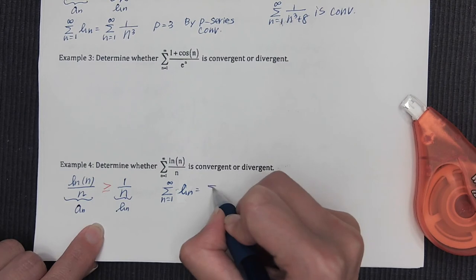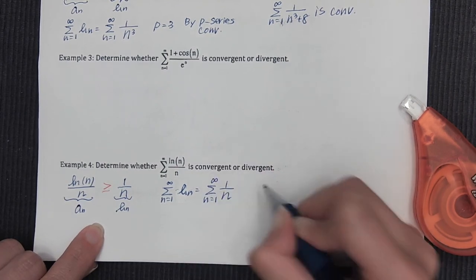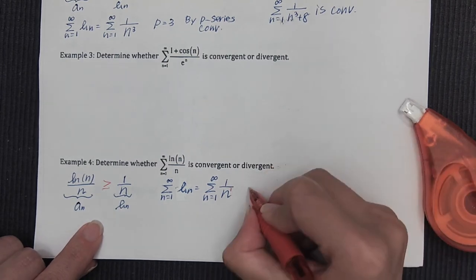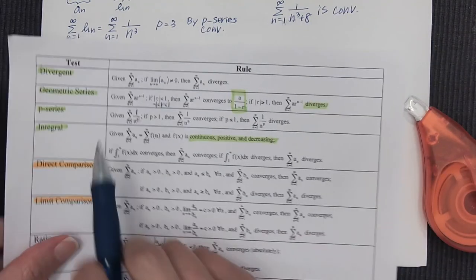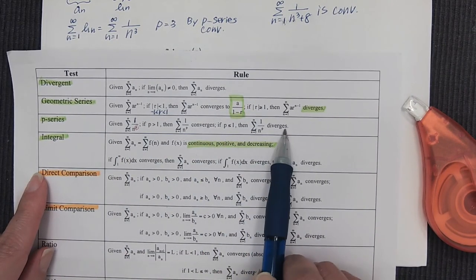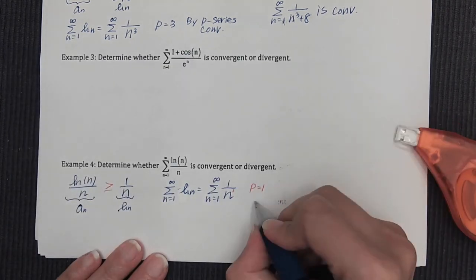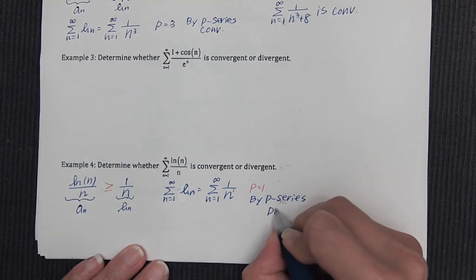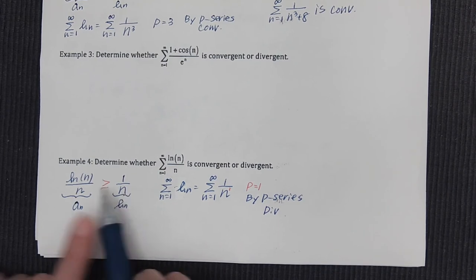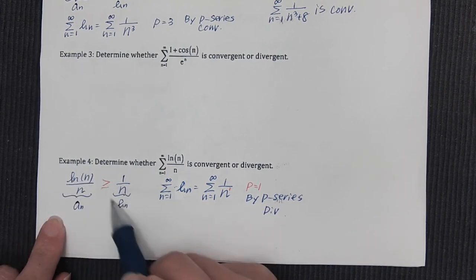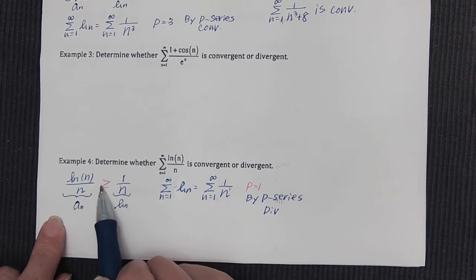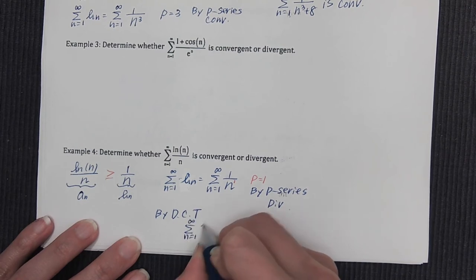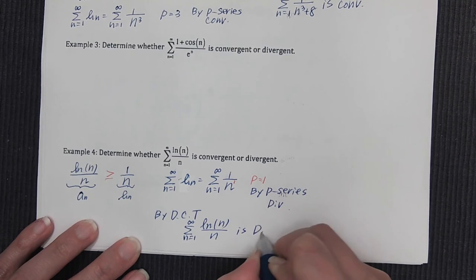B of N. Again, what's my power P here? What's my P? One. If P equals 1, by the p-series, it's divergent. So this goes to infinity, which means I don't have a choice. This one has to go to infinity because it's always bigger. So by the direct comparison test, the sum from n equals 1 to infinity of natural log n over n is divergent.